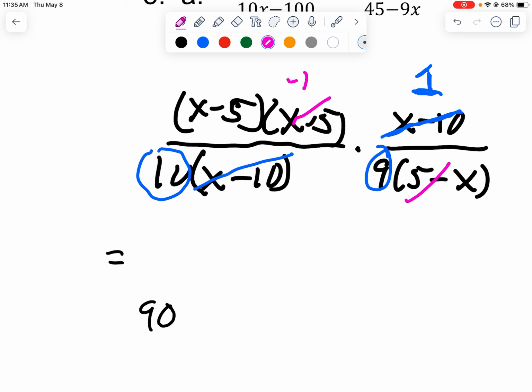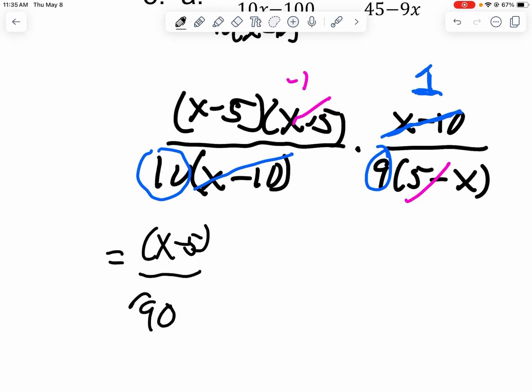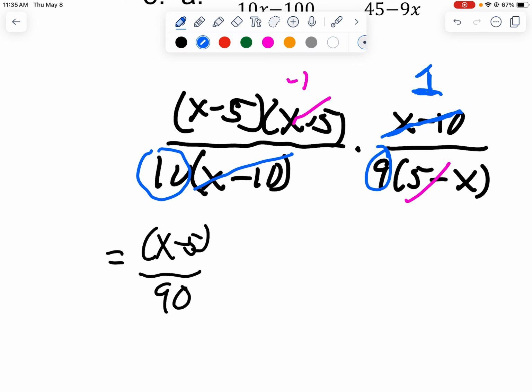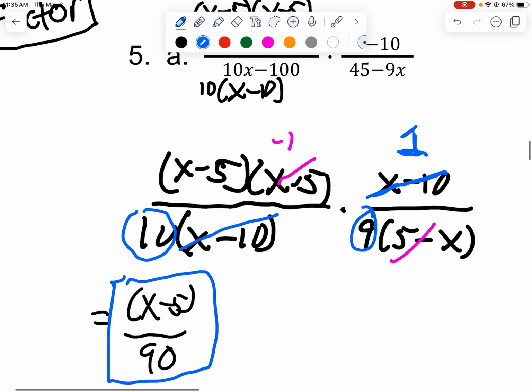So now we already figured out that 10 times 9 is 90. We have left one of the x minus 5s. So that's still here. We don't have an x minus 10 because that's gone. And we just have 90 on bottom. So it looks like this turns out to be this right here. All right. And that's how you do these two. This is still not too bad. It's just a little bit painful.